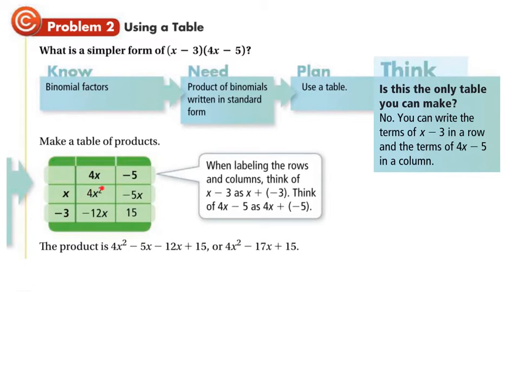So what do we get? x times 4x, 4x squared. x times negative 5, negative 5x. Negative 3 times 4x, negative 12x. And negative 3 times negative 5, positive 15. Okay? Combining these two diagonal-like terms, negative 12x and negative 5x, which you see right there, combines to negative 17x. So you get 4x squared minus this 17x plus 15.